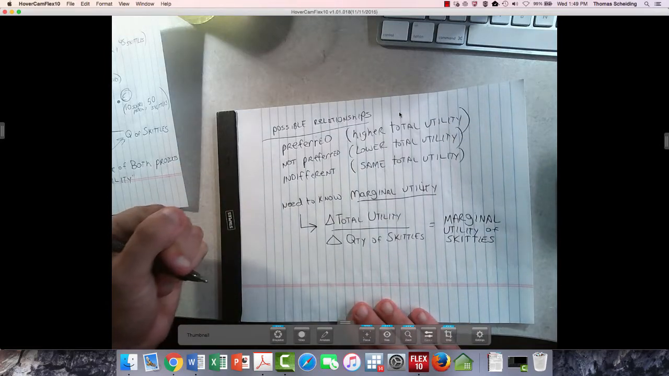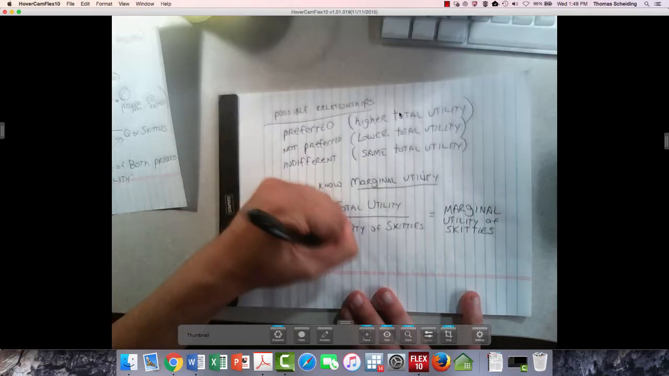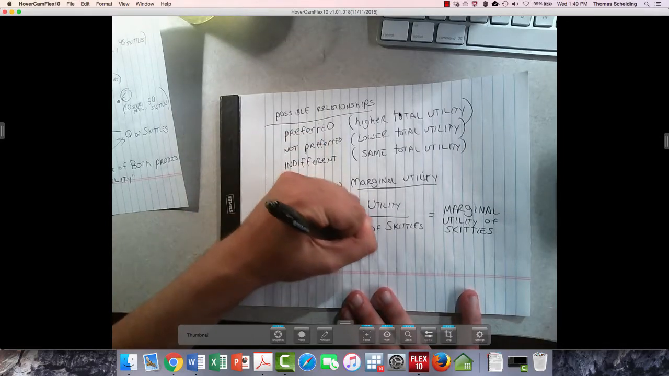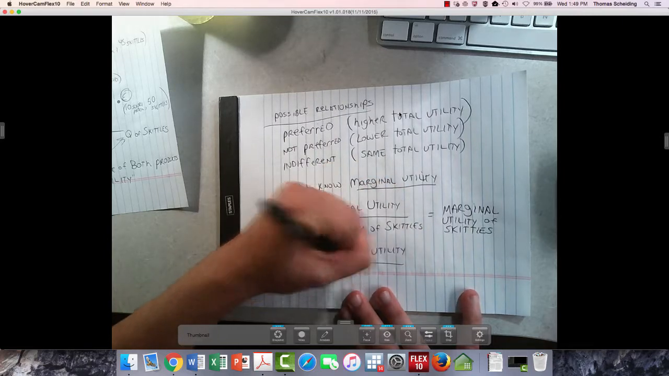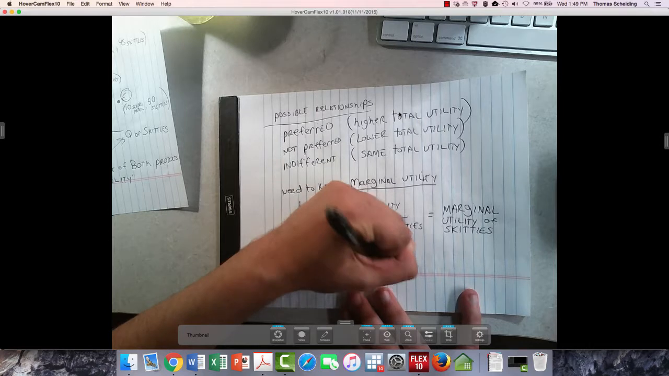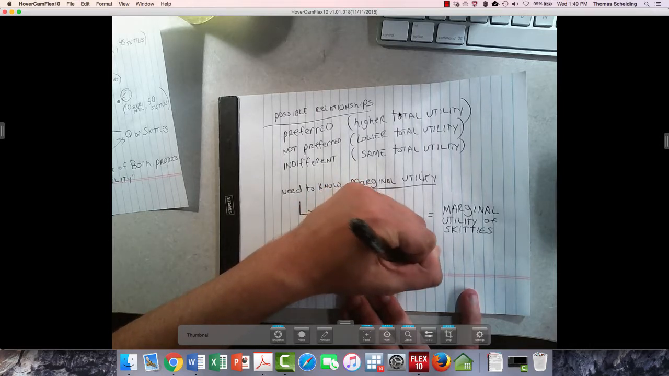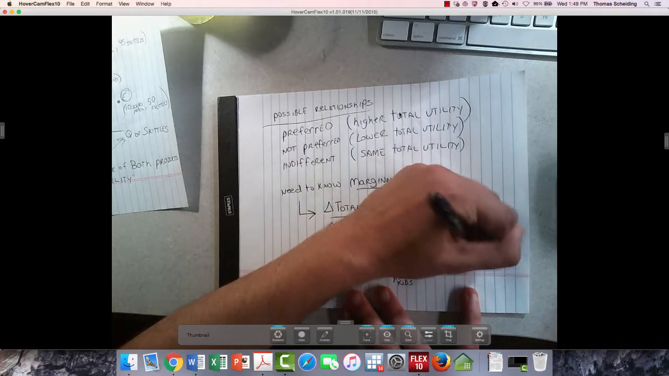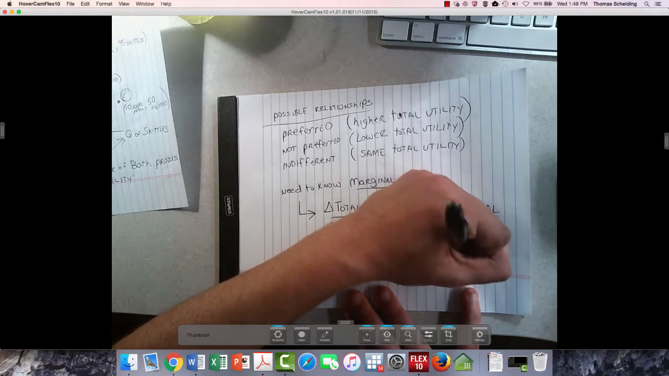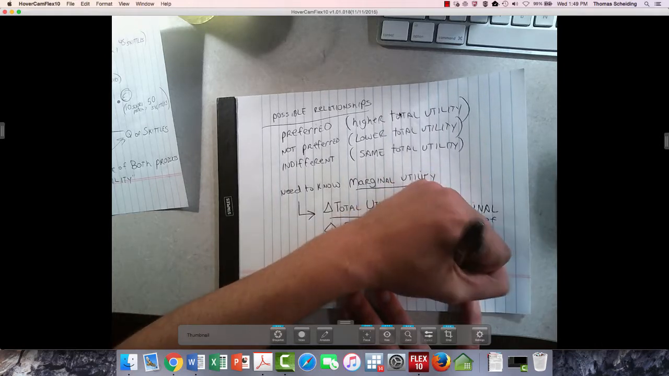And I could do it for the other product as well. Change in total utility over change in quantity of Sour Patch Kids. And that would equal my marginal utility of Sour Patch Kids.